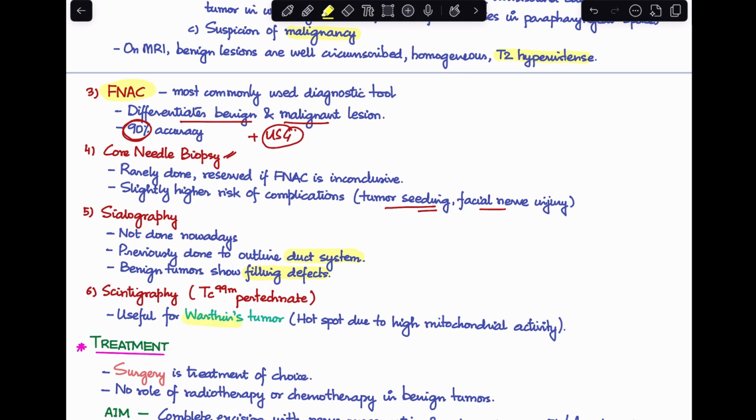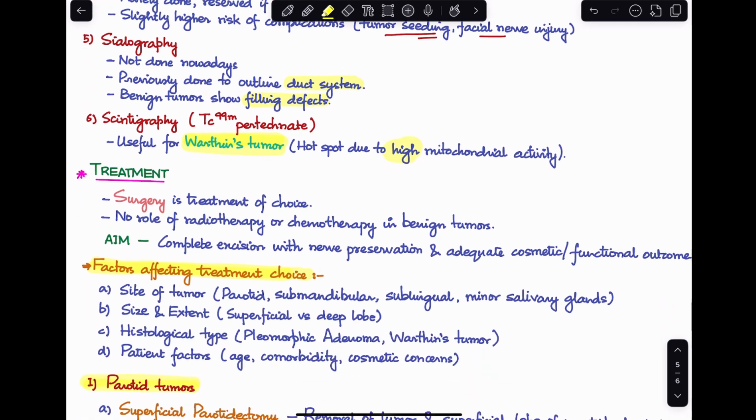Last of all is scintigraphy, where we use technetium 99m pertechnetate. This is very useful for Warthin's tumor because in this case we see a hot spot in Warthin's tumor because of high mitochondrial activity. So these are all the investigations that we will be performing in case of a benign salivary gland tumor.